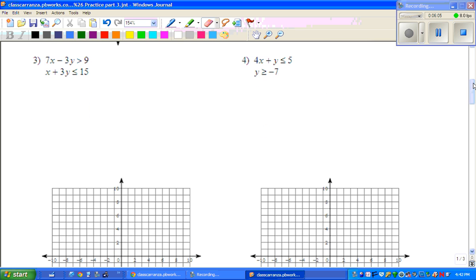All right, number 3. Now, number 3, these aren't in y equals mx plus b, so we have to go through and solve. Why don't you guys go ahead and pause the video and try to solve them.